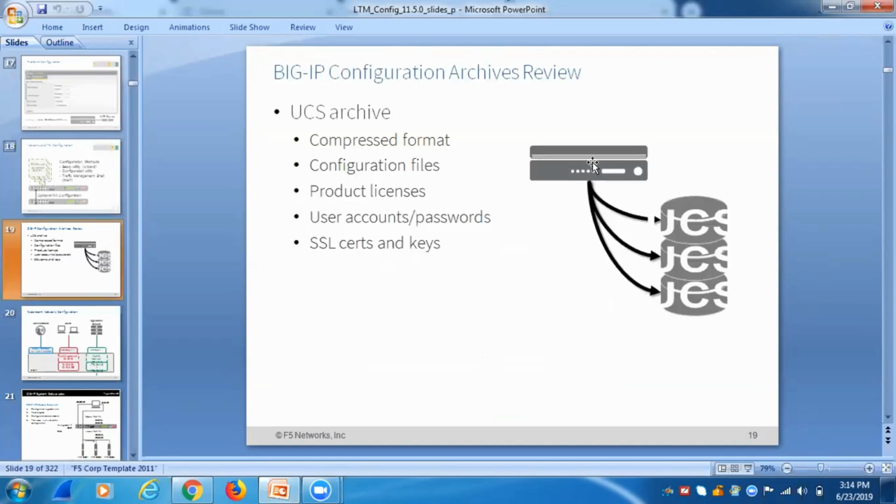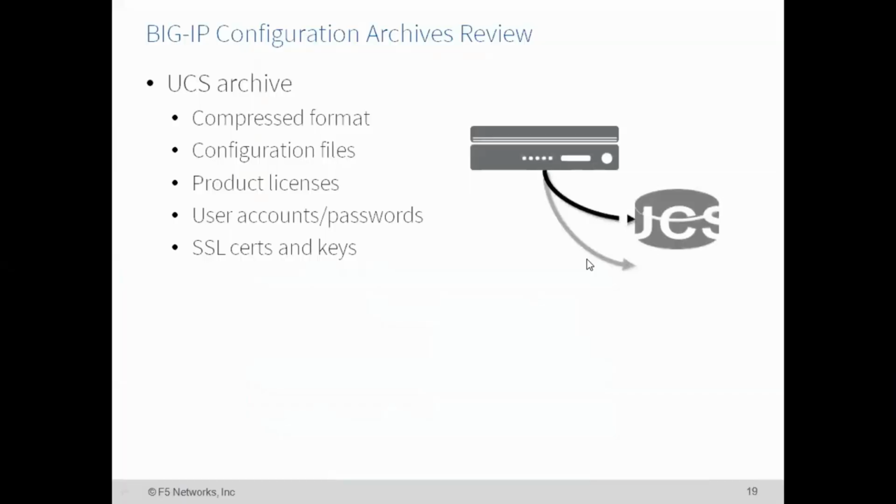Regarding the UCS file, it is an important step. So let's discuss. Like we take a backup in Cisco devices, where we create the startup configuration, here we have the UCS file. UCS means user configuration set file. It is in a compressed format. It contains all the configuration files, BIG-IP base configuration, BIG-IP configuration files, in a compressed format.